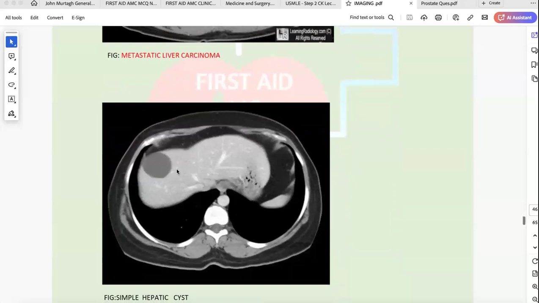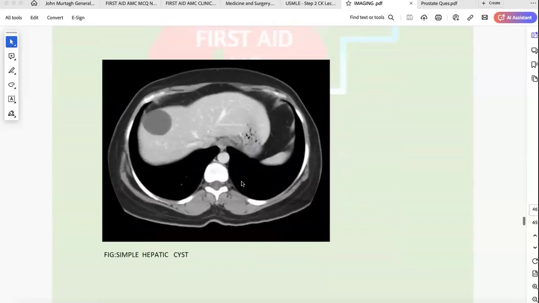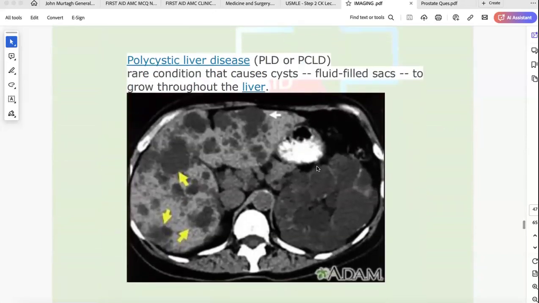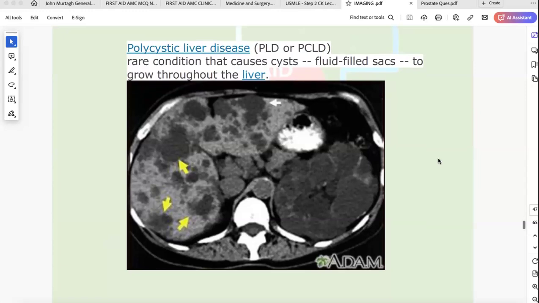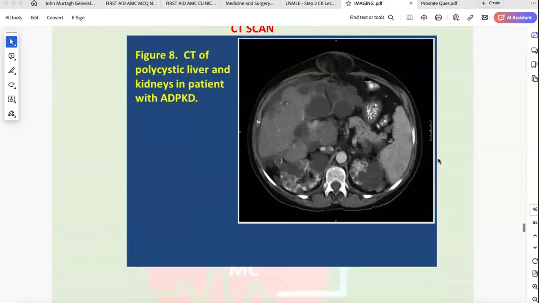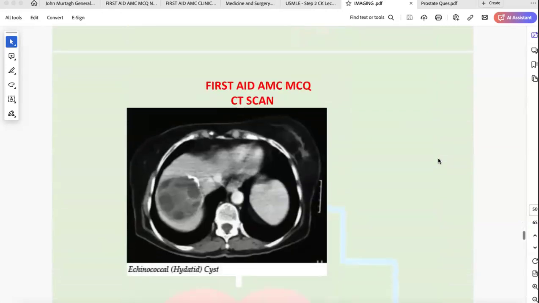Okay. So this is simple cyst as we discussed. Simple cyst again. Now there is a condition called polycystic kidney disease. Polycystic liver disease doesn't come in exam, but polycystic kidney disease can come.